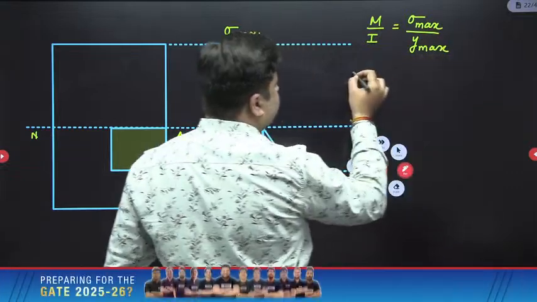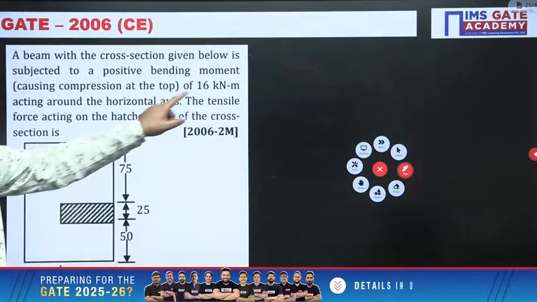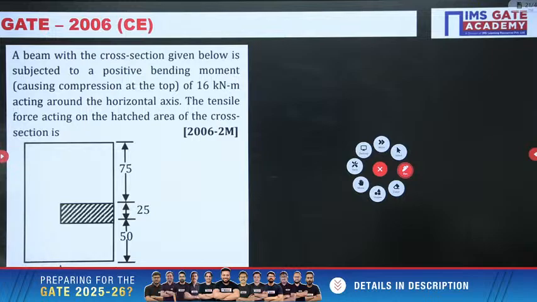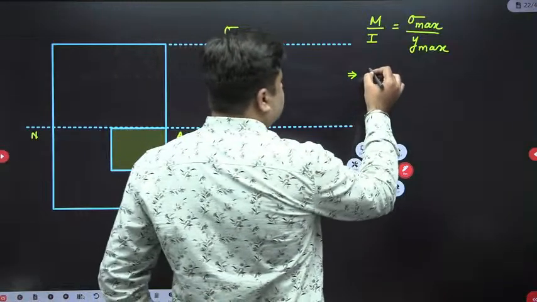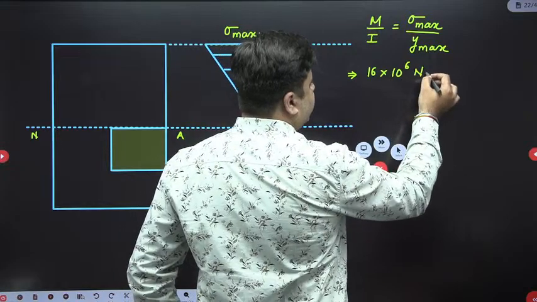So the moment acting over the cross section is given to you as how much? Please tell me the value. So this is 16 kilonewton meter. Moment acting is 16 kilonewton meter. So I will write down 16 into 10 raised power 6 Newton mm.